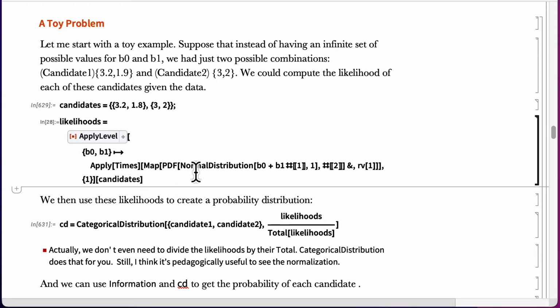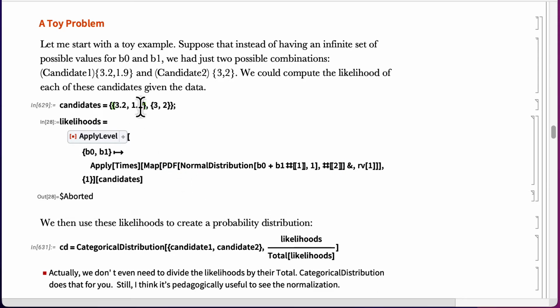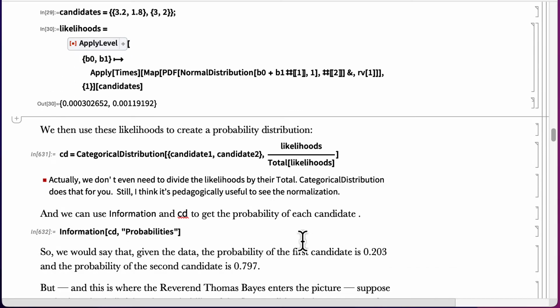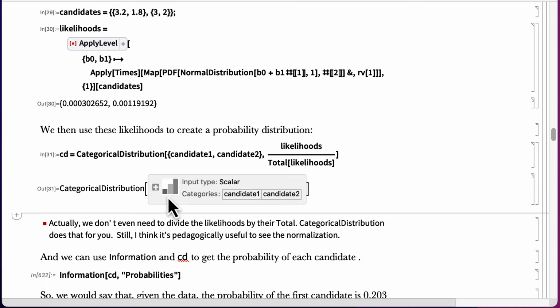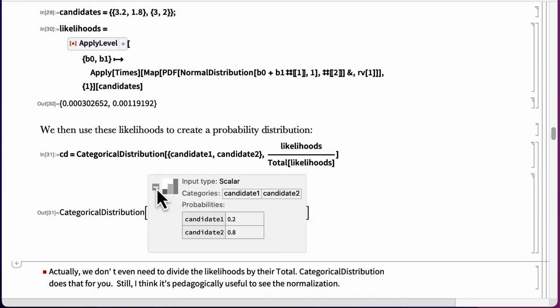And it's not going to be happy, because I forgot to tell it what the candidates were. And now it should do it. Yeah, there we go. Okay, so we get these numbers, and I could divide each of these numbers by their sum, but I'm going to have the computer do it for me. Let's make a categorical distribution. The two categories are candidate 1 and candidate 2, and the probabilities are those likelihoods divided by the sum of the likelihoods. So if I do that, I get a categorical distribution, and you can see the probabilities right there.